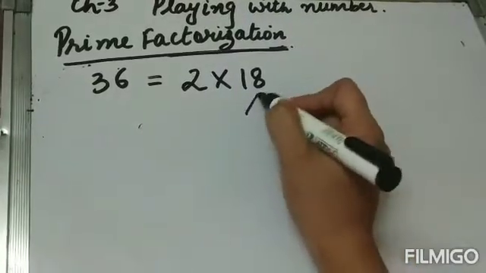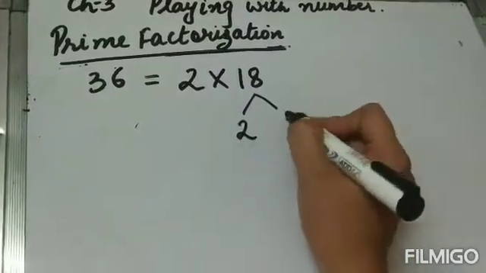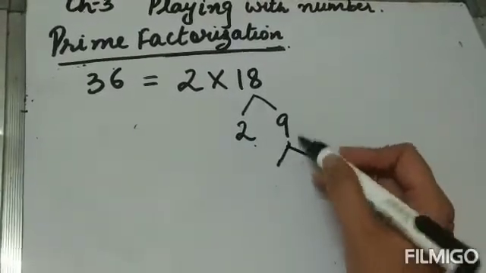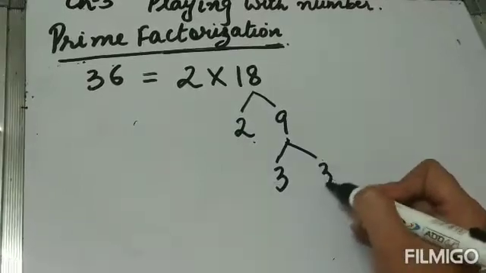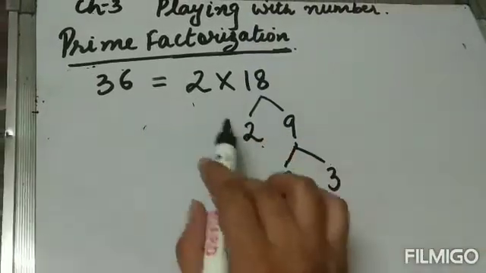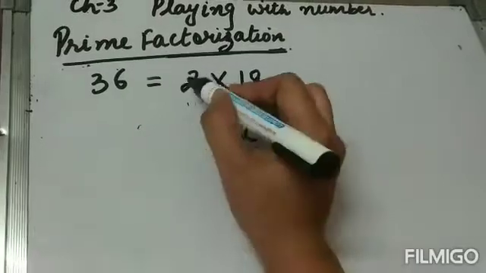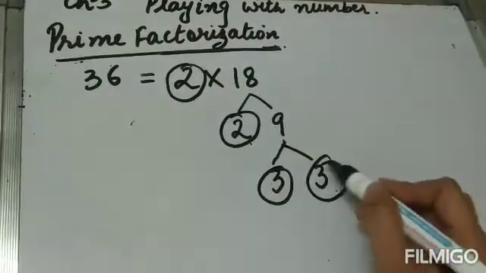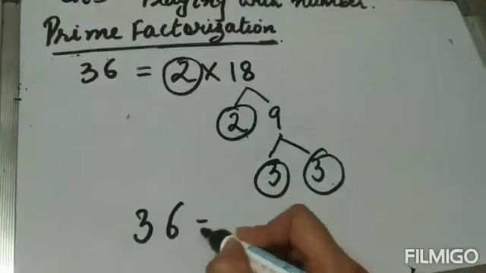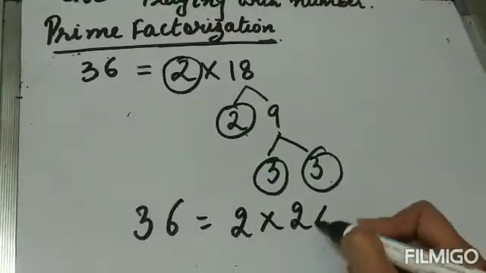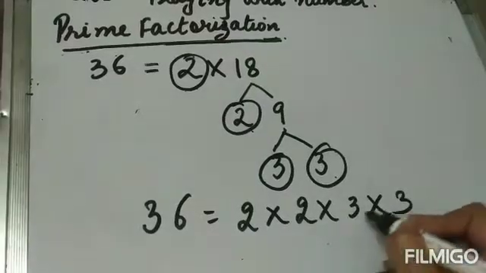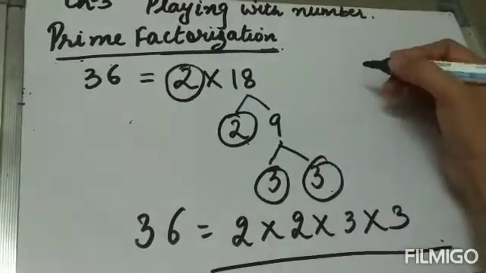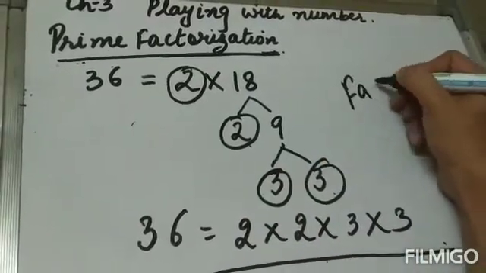So 18 can be further divided as 2 nines are 18. Now 9 can be further factorized. 3 threes are 9. Now you can see that all these are prime numbers. So 36 can be written as 2 multiplied by 2 multiplied by 3 multiplied by 3. And this method of finding the prime factors is called the factor tree method.